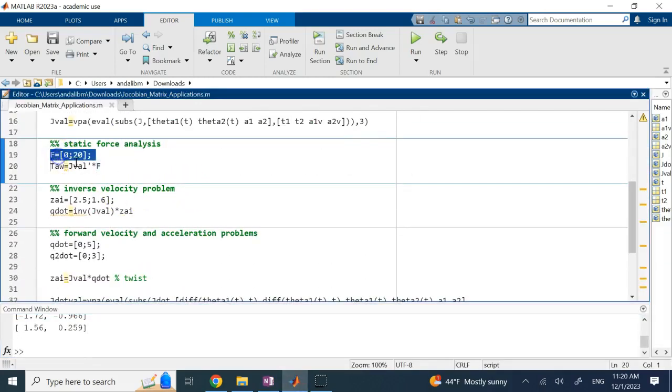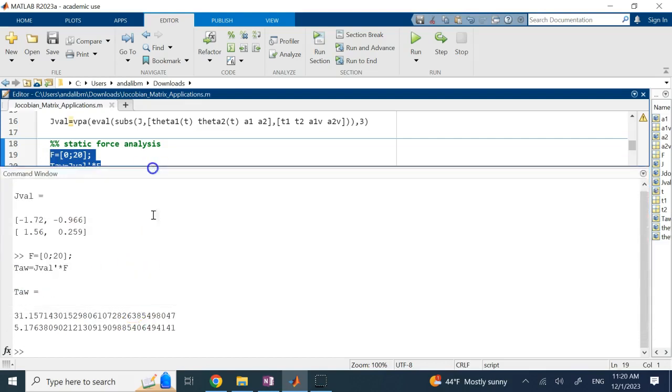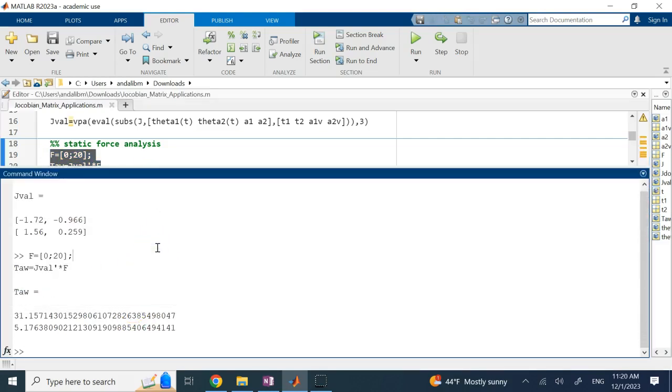So I define my twist, my wrench, and then multiply it by the transpose of this J, and here we go. Here is tau, right? You can see tau is shown, of course, with a ton of decimals, so if we want, we can limit it to like 4 or 5. But you see that 31.157 Newton meters and 5.176 Newton meters are the numbers that we need on each joint.